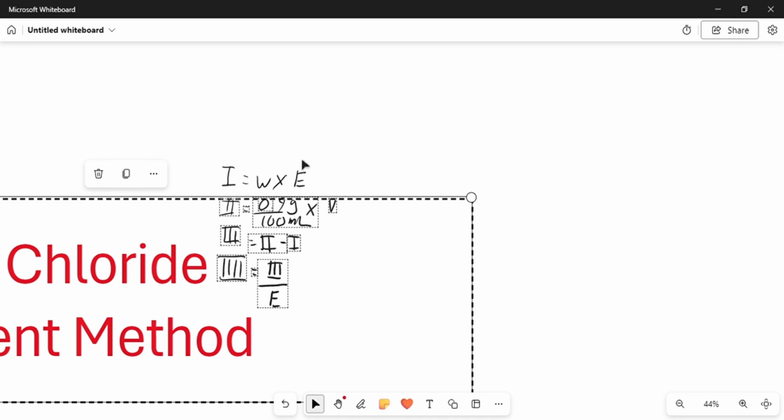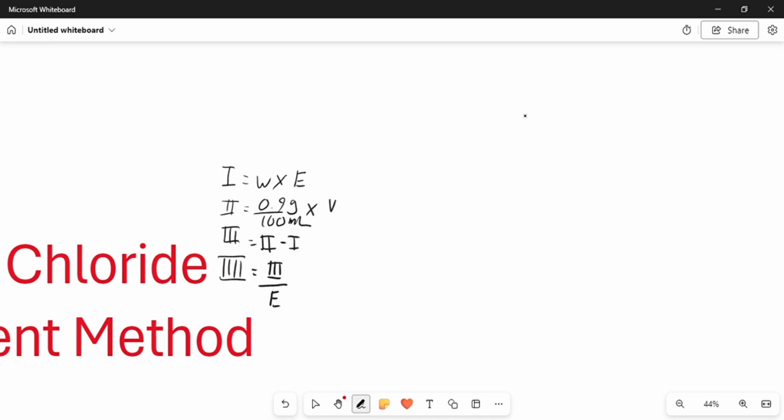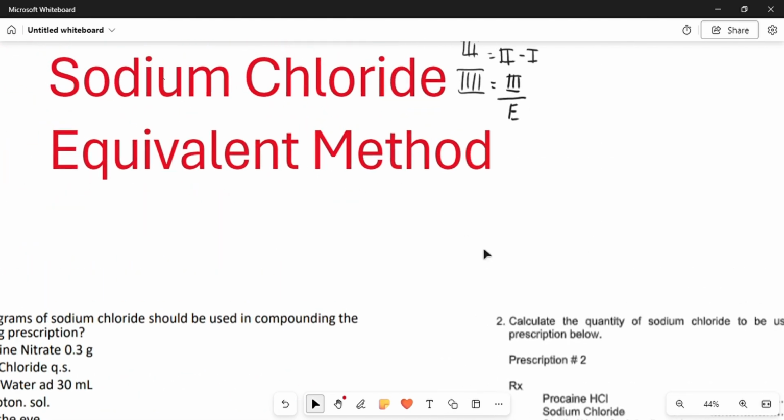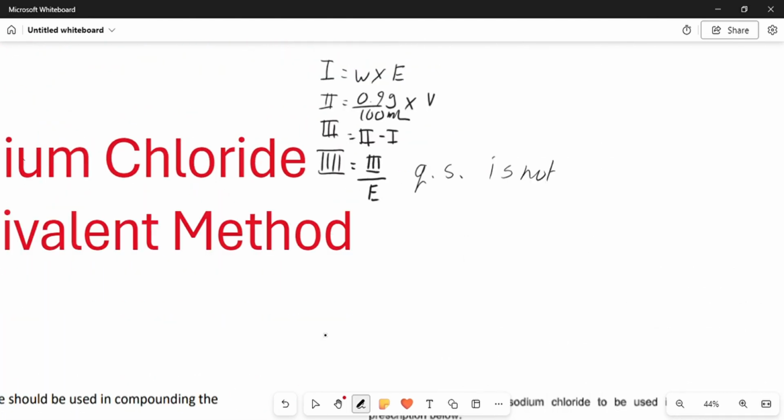So to conclude our topic, we have the sodium chloride equivalent method, and we have these 4 steps: step 1, step 2, step 3, and step 4. Step 1 is the weight times the E value, and step 2 is 0.9 grams over 100 ml times the volume of the preparation. Then step 3 is step 2, or the result of step 2, minus step 1. Step 4 is step 3 over its E value, and it is only used when the sufficient quantity is not sodium chloride, or our QS is not sodium chloride.